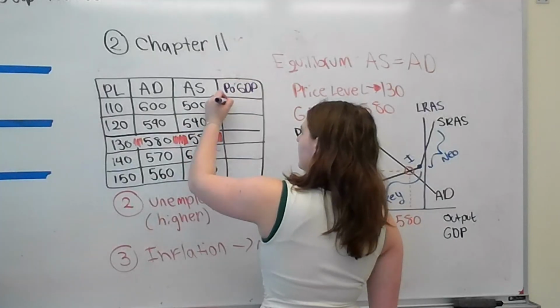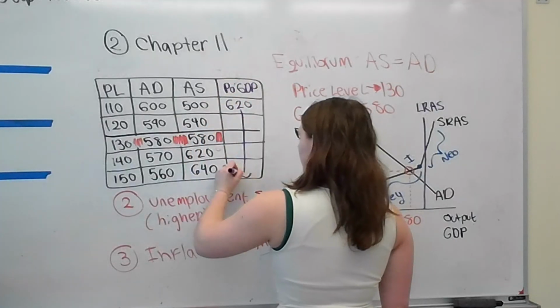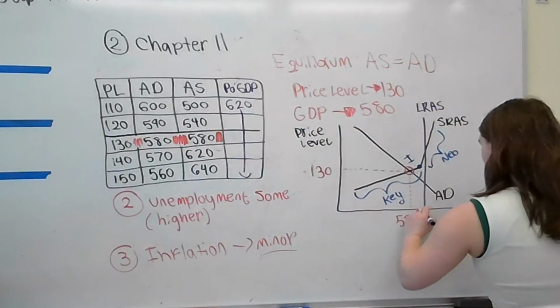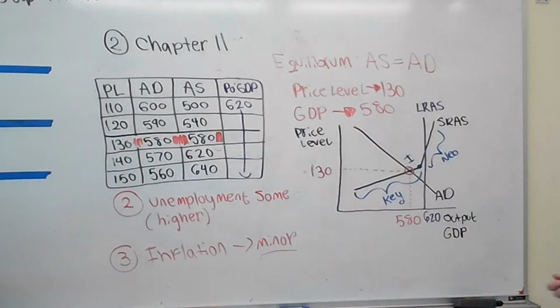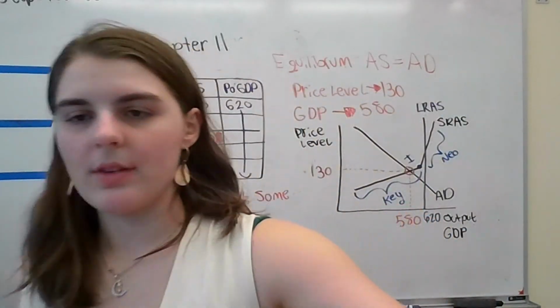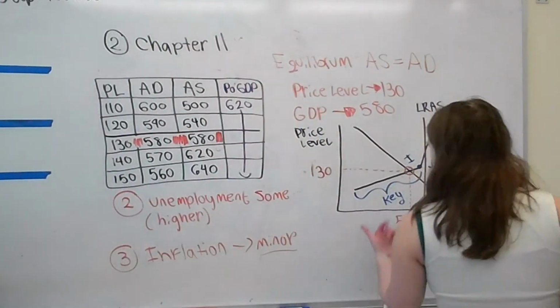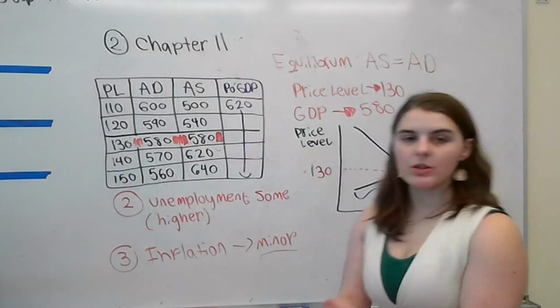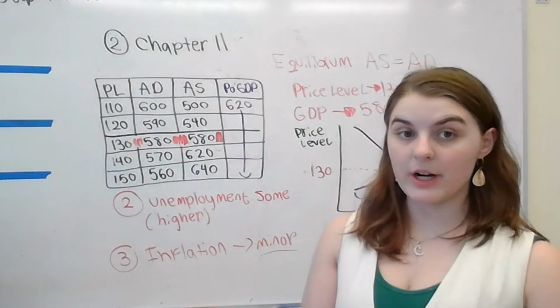Potential GDP is at 620, so our long run potential was, say, at 620. Well, our equilibrium is a little further away, but we're not super worried, right? Since we're not utilizing everything, there is no pressure on prices.